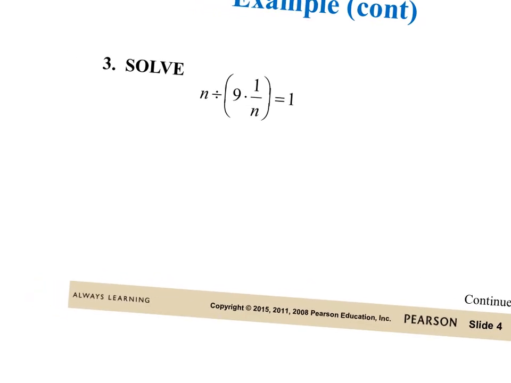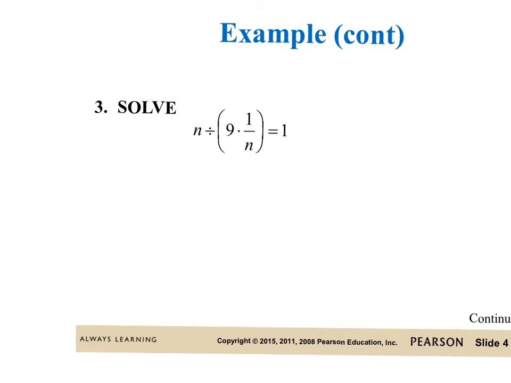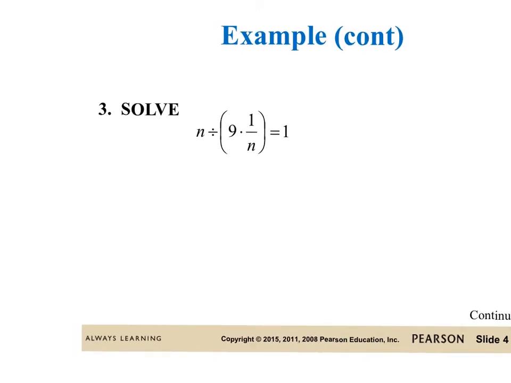Pardon me while I try to straighten up our page. So at this point, we're ready to solve. Since we have an equation, we should be able to solve it. So n divided by 9 times 1 over n equals 1. First, we'll simplify 9 times 1 over n into 9 over n. So we have n divided by 9 over n is equal to 1.